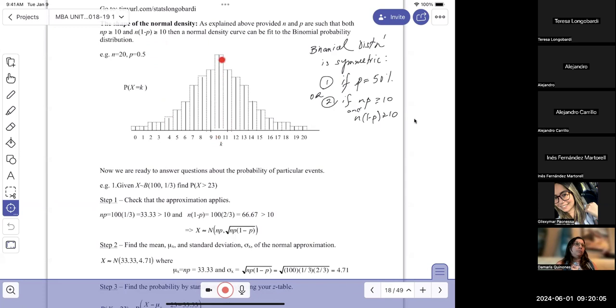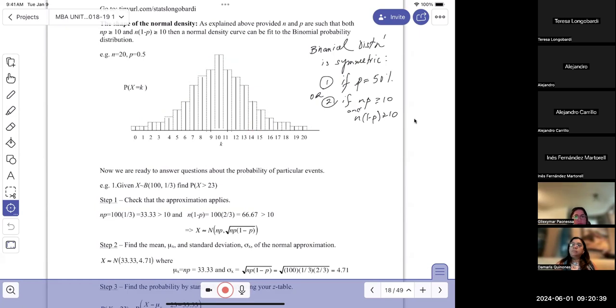Now remember, the binomial distribution is a discrete distribution, so you only have these spikes here. Why we call it an approximation is because we impose the idea of a normal distribution, a curve around them. And to do that, we put these bars around each spike of 0.5 on either side.